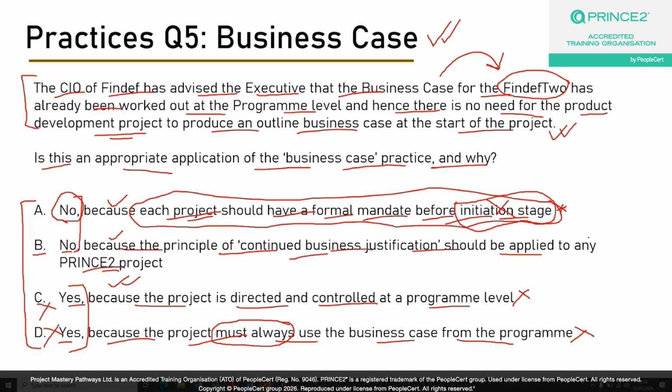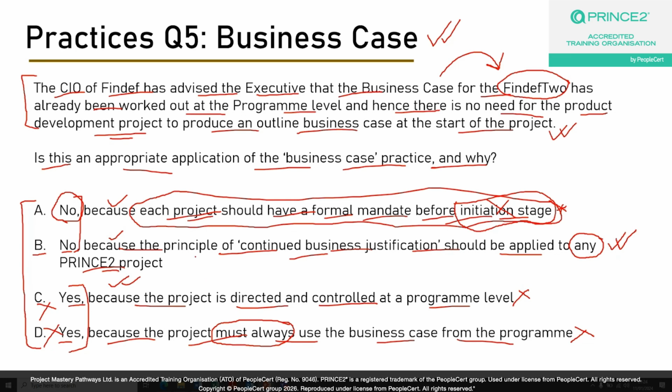Now you might question, Ray, in this option B there is again a superlative of "any", and it is saying that the continued business justification should be applied to any PRINCE2 project. So Ray, is it true that the continued business justification should be applied to any PRINCE2 project? Of course it's true, guys, right? Because it is a principle which is a very fundamental principle of any PRINCE2 project. So this superlative is correct here, and it has a very correct application as part of this option.